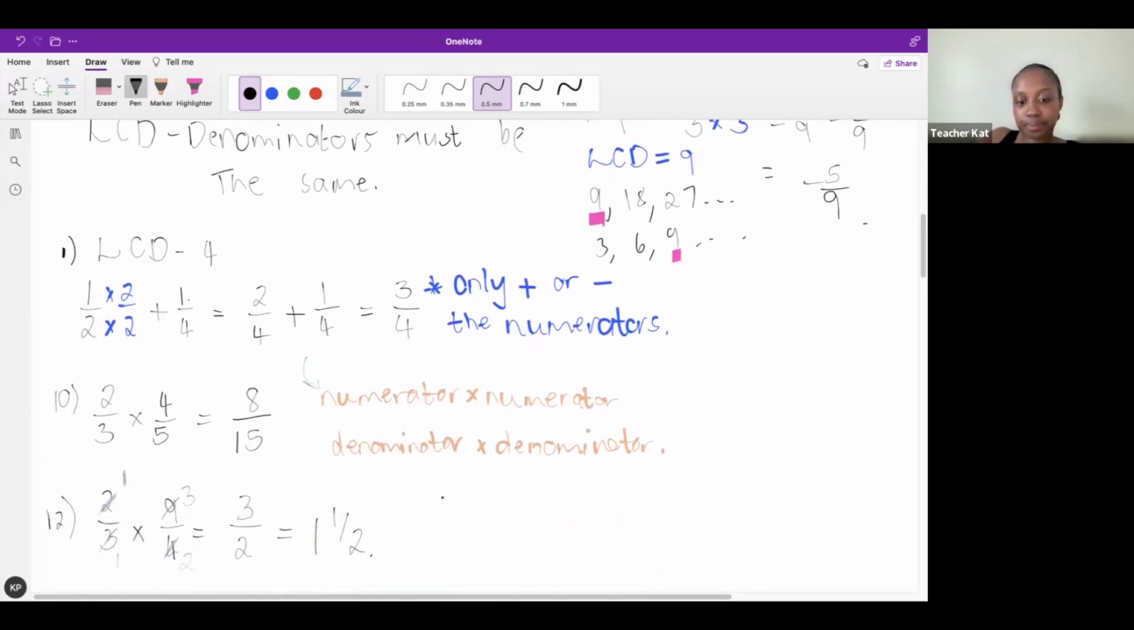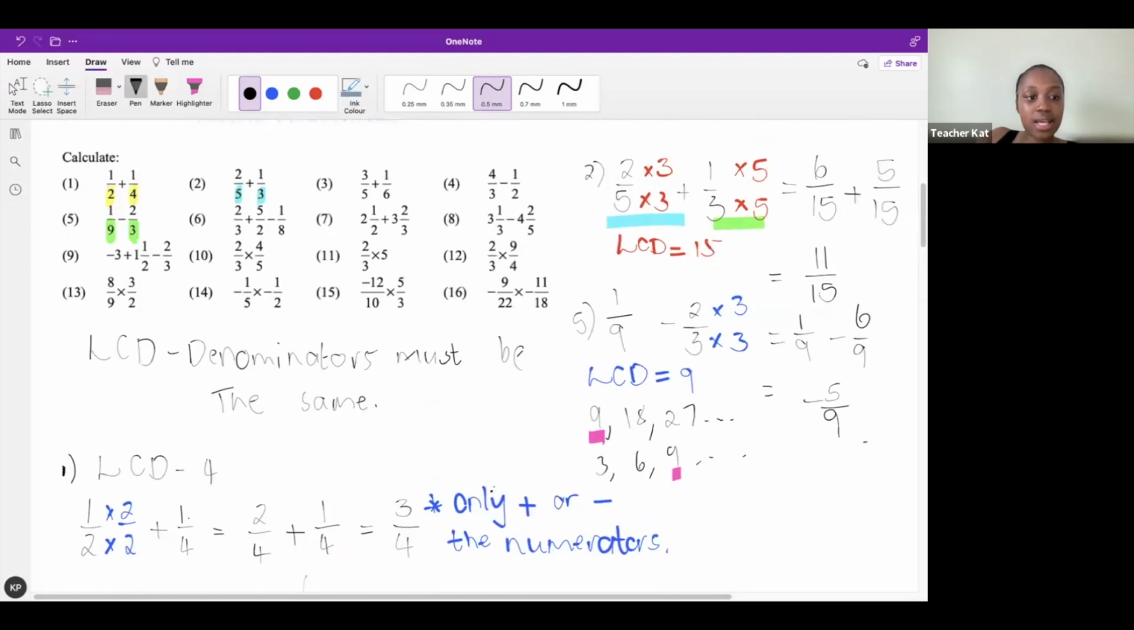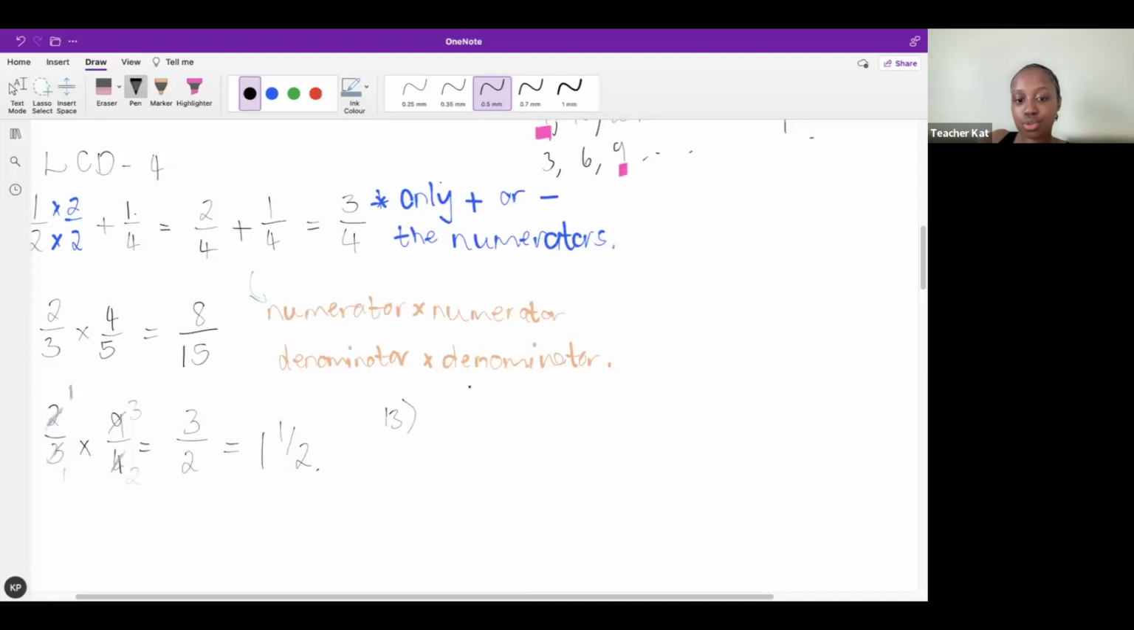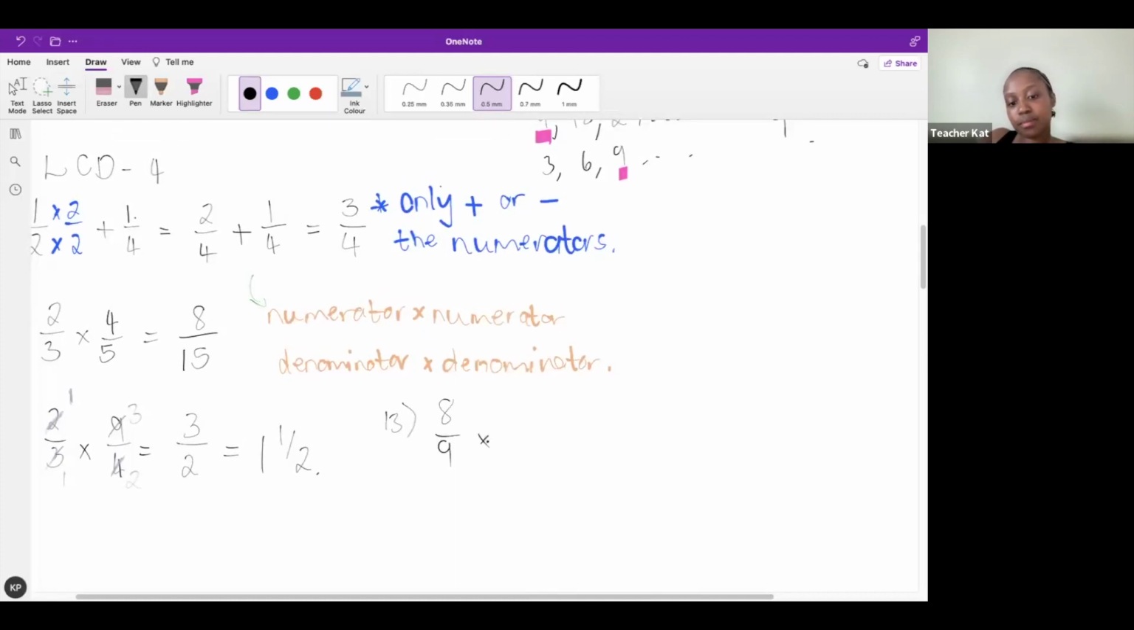Okay, I think we should do another one that involves multiplication. Let's do number 13. It says 8/9 times 3/2 equals. Okay, let's look at this one. Do we have common factors for this one? Between 8 and 2, yes, there's a common factor. What is my common factor between 8 and 2? It is 2. Okay, 2 goes into itself how many times? Once, and into 8? 4 times. Nice, we've sorted that one out.